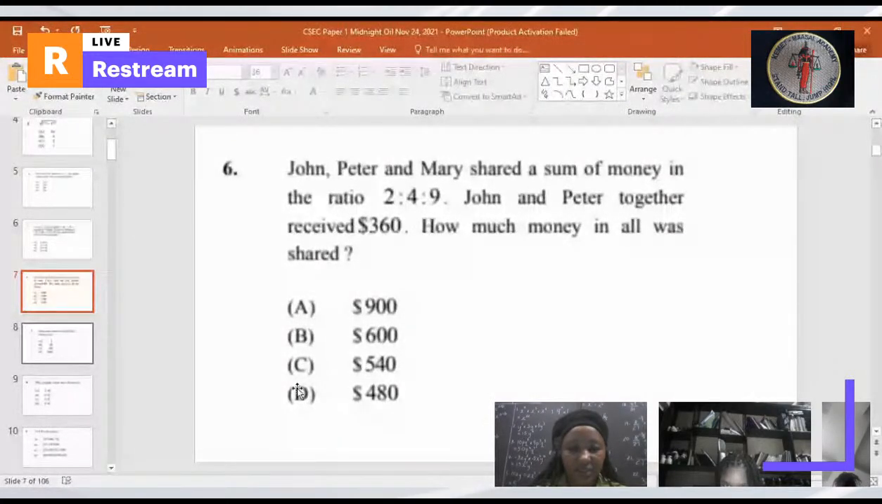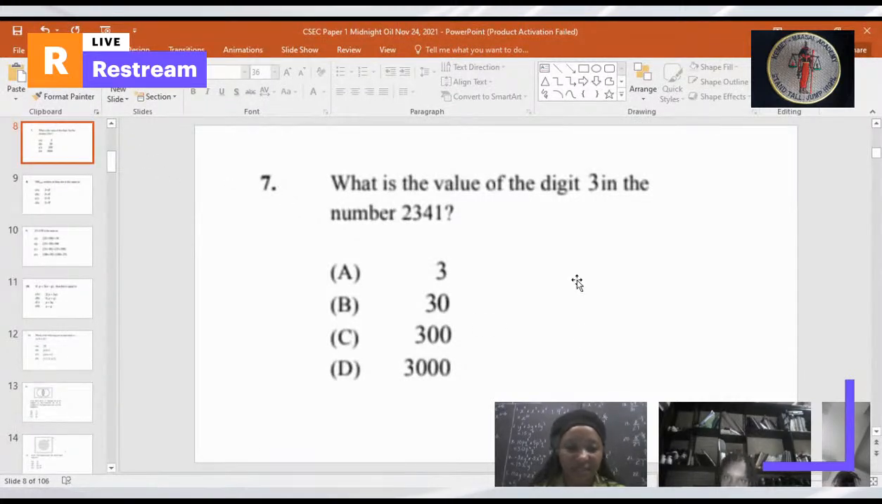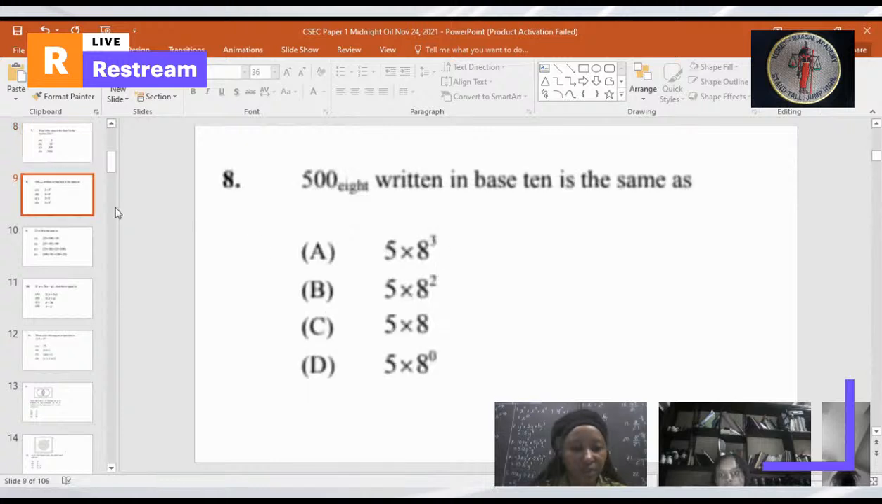You want to take this now? Miss, that's number 7. Number 7. What is the value of the digit 3 in the number 2341? Miss, that would be C, 300. Correct. So that's 3 in the hundreds place, 300.